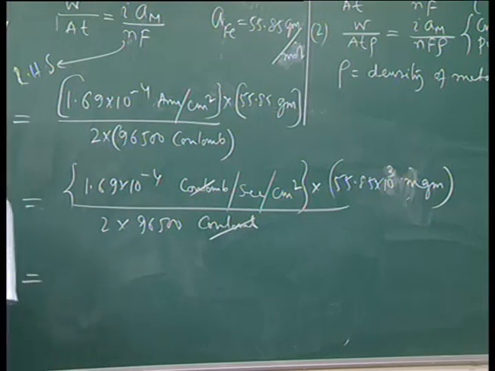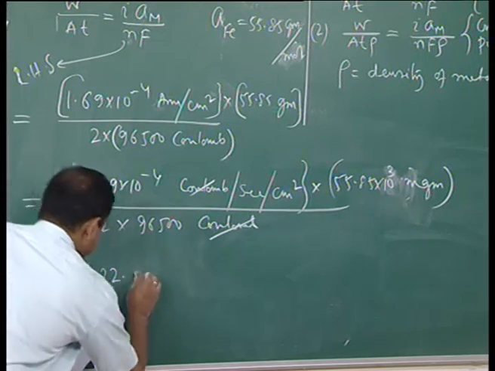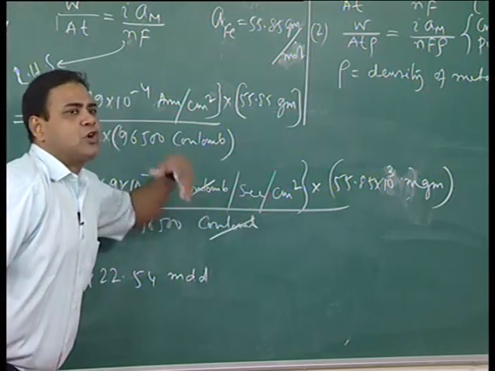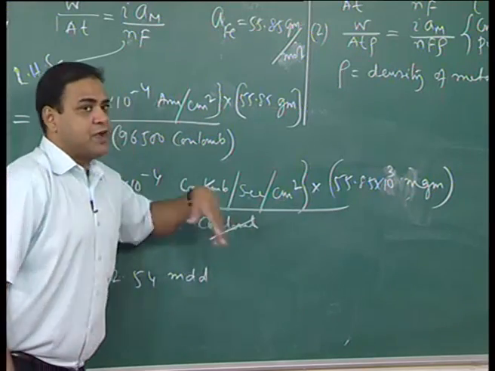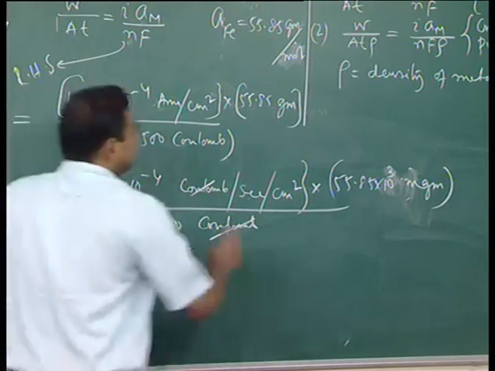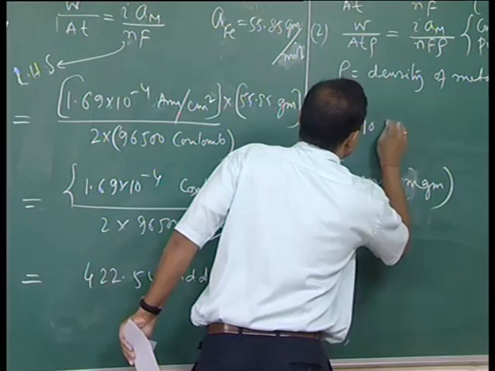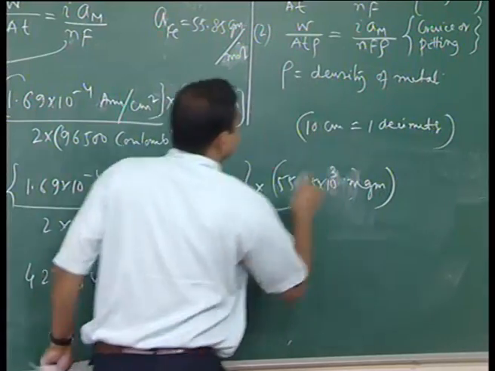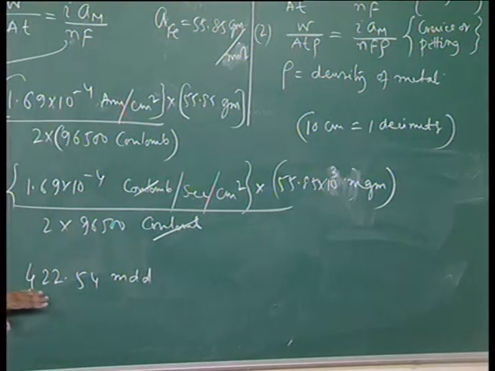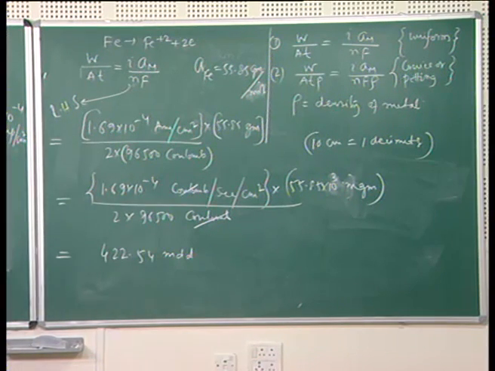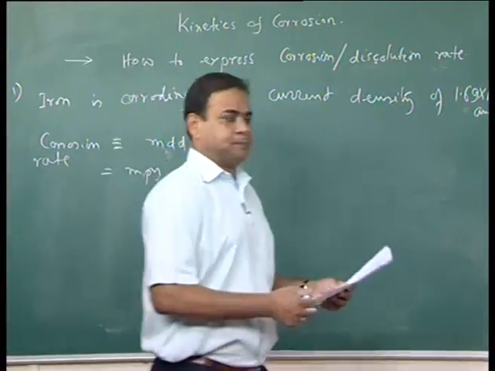If you convert all those things, you will get this value as 422.54 MDD. The only thing you have to do is convert second into day, and centimeter square into decimeter square, because 10 centimeter is equal to 1 decimeter. This conversion if you do here, then you will get that the corrosion rate in the form of MDD would be equal to 422.54 MDD. Thank you.